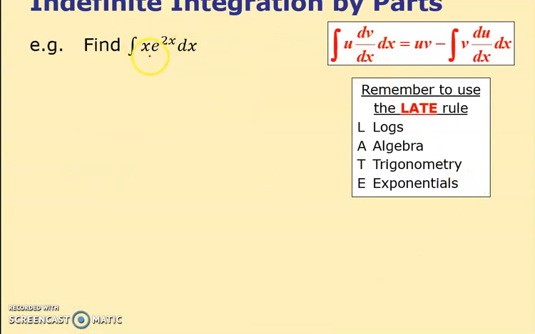Here's my second example. I've got x and e to the 2x. Well, I've already said exponentials are always the dv by dx. So u equals x, that's the algebraic one. And my dv by dx is going to be the other one. So I did say I was going to write u and v at the top, and then du by dx here, and then dv by dx here. That's a v. So this is my e to the 2x. Now let's differentiate this one.